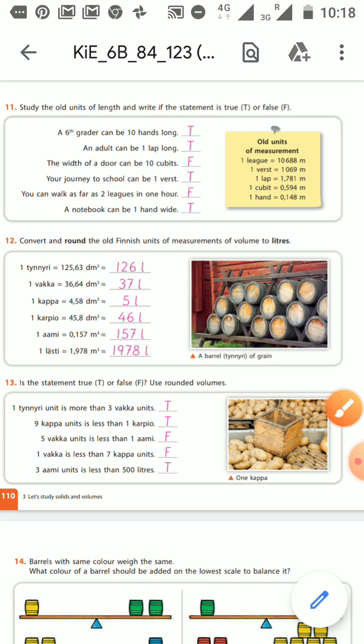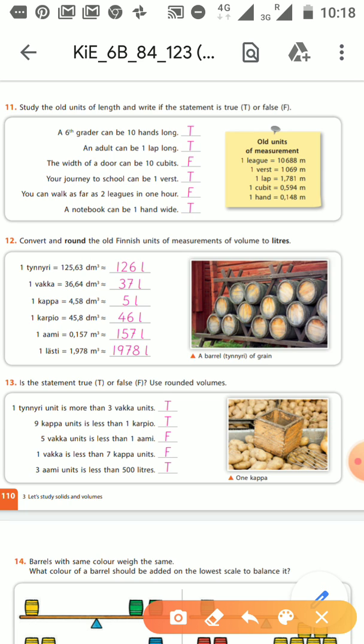Next one, you've got these old Finnish measurements, and you've got to convert and round. Okay, remember the "and round" bit. The old Finnish units into litres. So remember, decimeters cubed is the same as a litre. So all you've got to do on these three is just round them up. Okay, so let's start with that. We can round that one. 125.63 is 126. 36.64 is 37. Next one's 5. Next one's 46.